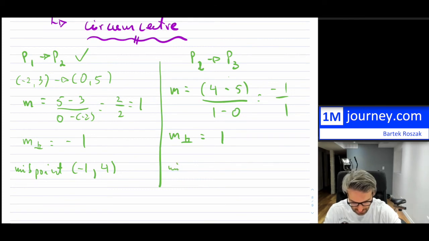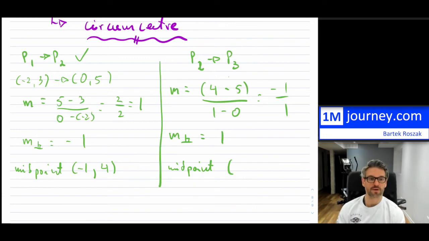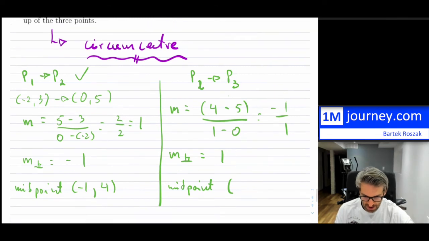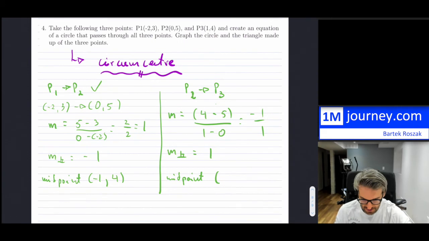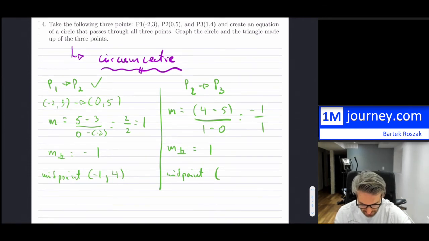Now the midpoint on this side, what do we have there? We have P2 and P3. So the x value is 0 plus 1 divided by 2, so it's going to be 1/2. And then 4 plus 5, so that's 9. 9 divided by 2 is going to be 4.5.